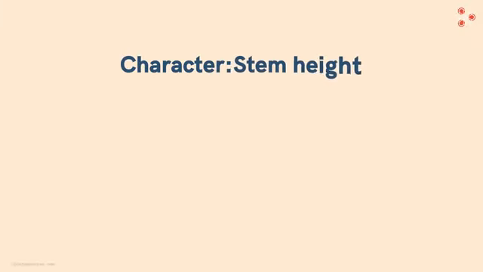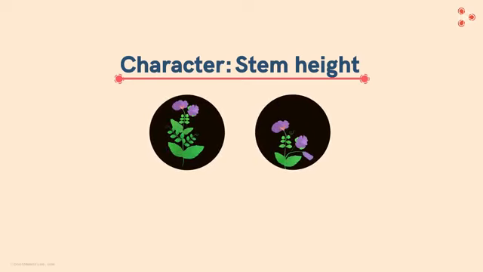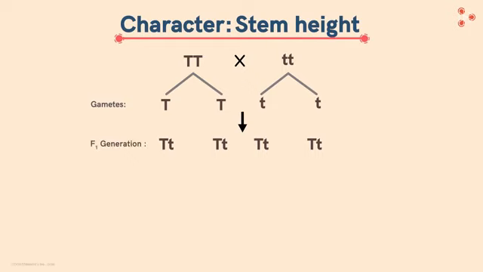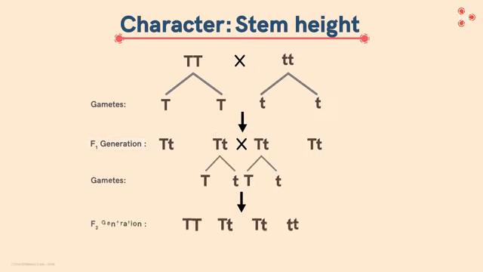This time, let's consider the character stem height in the pea plant. Here, we take a tall and a dwarf plant. Both these are pure lines. On crossing the parental generation, we get these offsprings in the F1 generation. Now, what will happen when we cross these two plants from the F1 generation? It will give us these results.